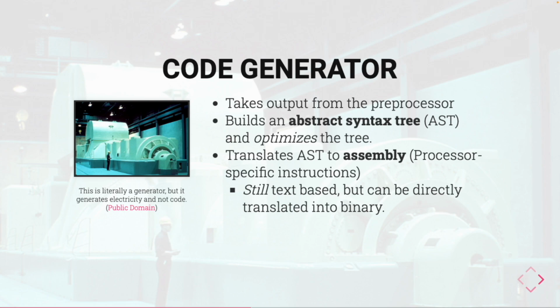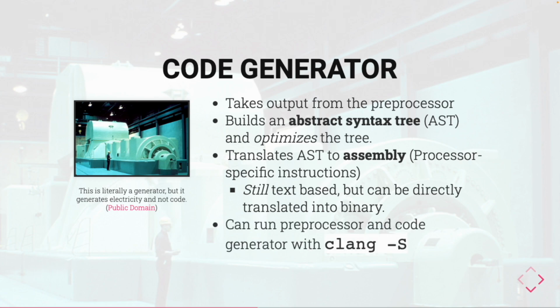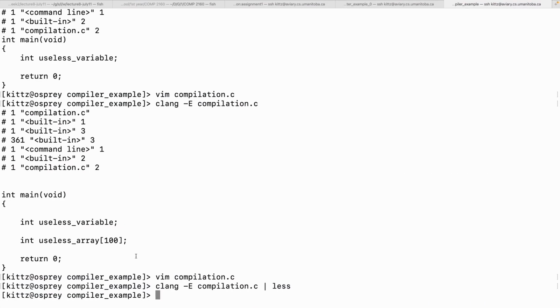It's still text-based, but the great thing about assembly is that it can be directly translated into binary. Every single instruction in an assembly program corresponds to a specific arrangement of ones and zeros. And you can run the preprocessor and the code generator with clang -S. So let's go back to our program and clang -S it. Was that uppercase or lowercase? Uppercase.